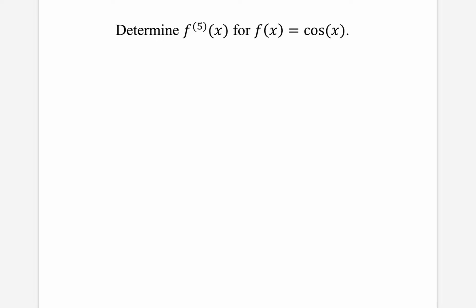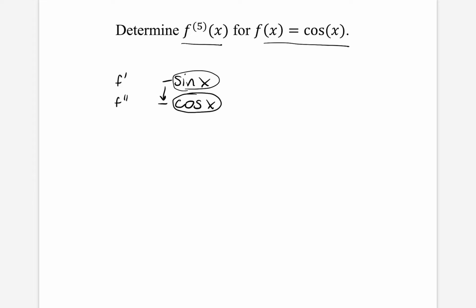So here we want to find the fifth derivative for f of x equals cosine of x. Well, let's think about how this would work. If we take the first derivative of cosine of x, we're going to get negative sine of x, right? If we take the second derivative, we're going to get negative cosine of x, since the derivative of sine of x is cosine of x, and we still have that minus sign.